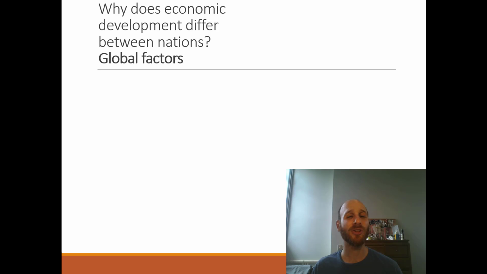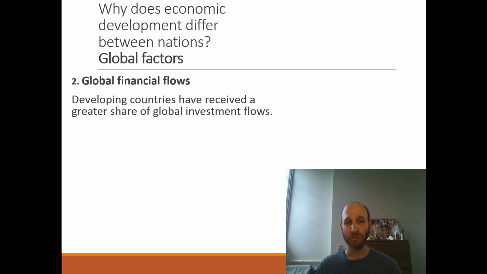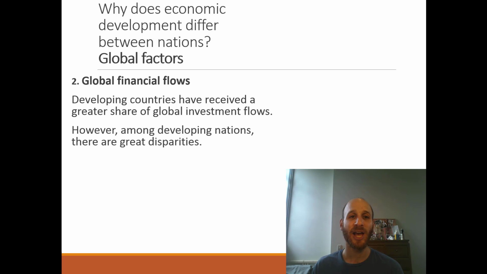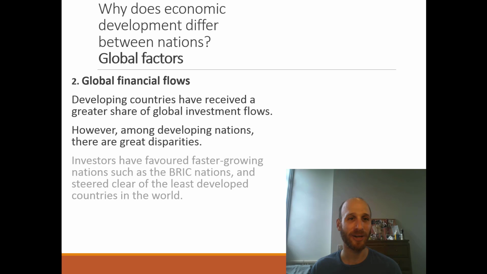So the second global factor about why economic development differs between nations is about global financial flows, the movement of money. True, developing countries have received a greater share of global investment flows. It used to be that developed nations got the majority, but developing nations are getting more of a share. However, among those developing nations, there are great disparities.